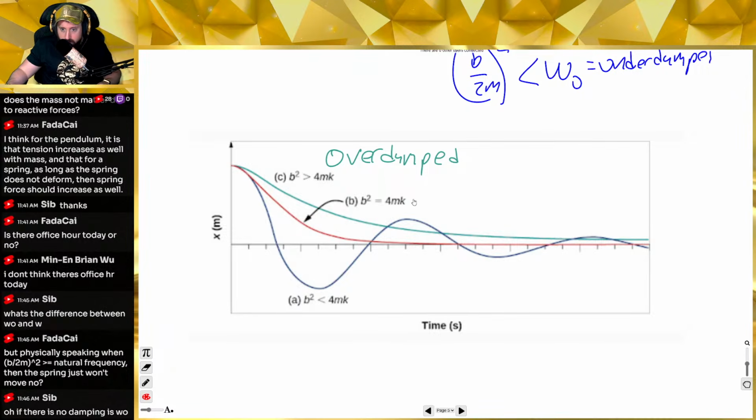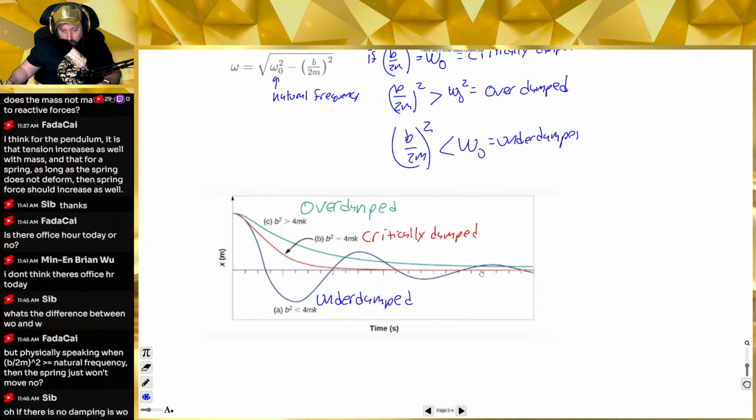The red one is critically damped, and the blue one here is going to be underdamped. There's a cool thing about critically damped: it's the fastest way to get X to go to 0.